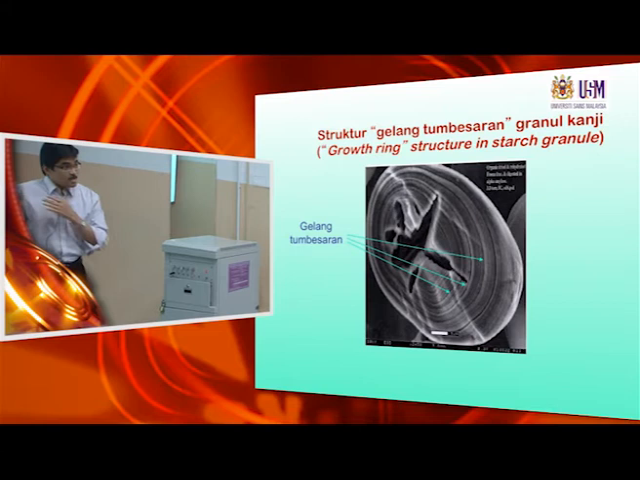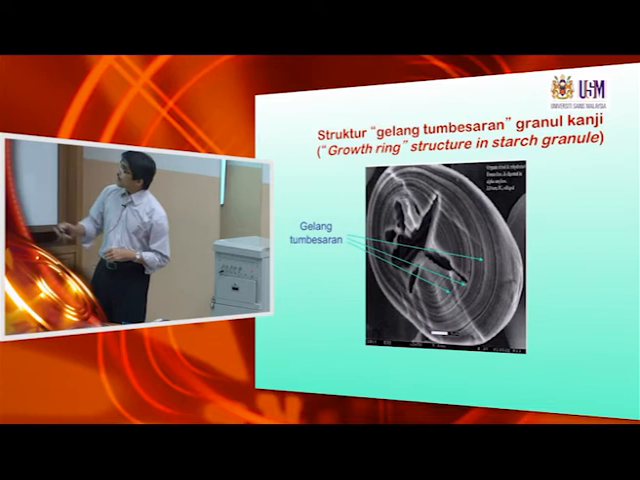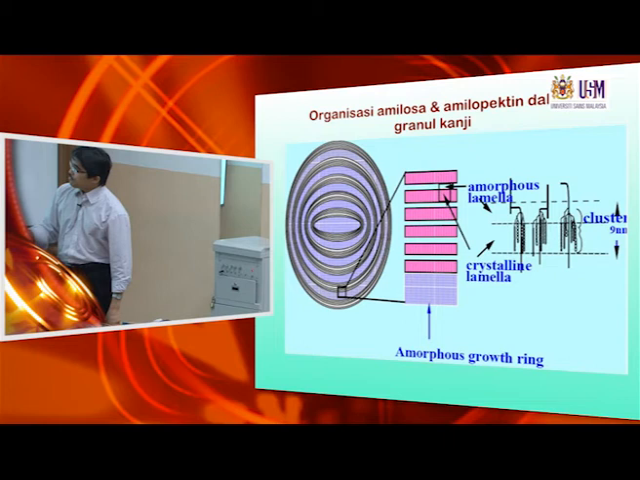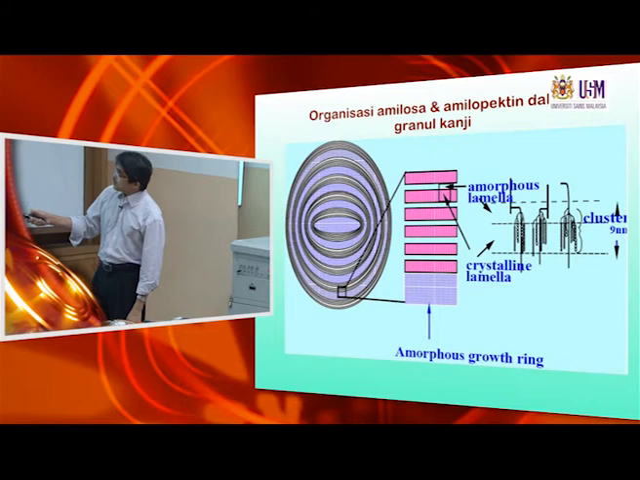Okay? This is what you call growth ring. And this is how we translate the meaning of this growth ring. Actually, if we now magnify one part of this into a bigger picture, each ring that you see here is actually a crystalline phase in the granule. And if we magnify this part, this is what you will see, which reminds us of what?